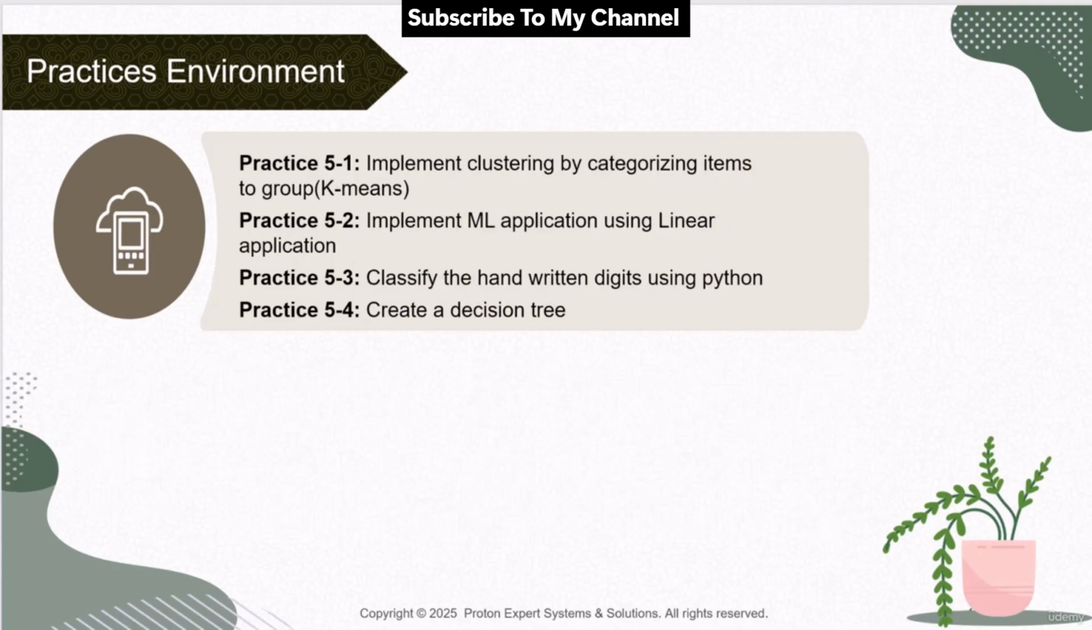In the fifth lesson, you will implement clustering by categorizing items to group, and implement ML application using linear regression, then classify the handwritten digits using Python, and you will create a decision tree.